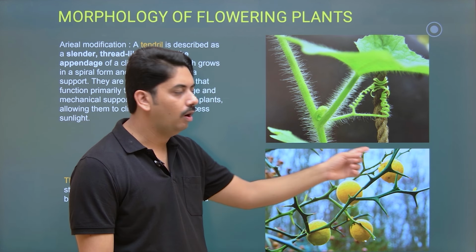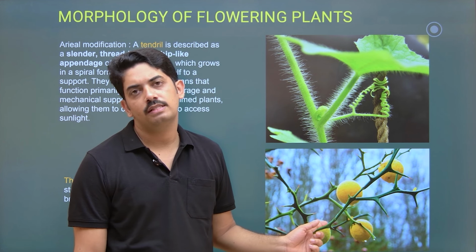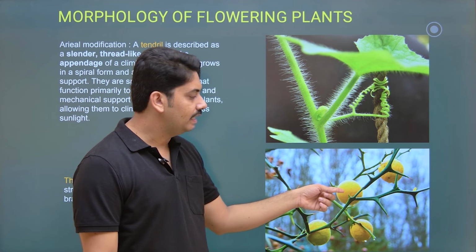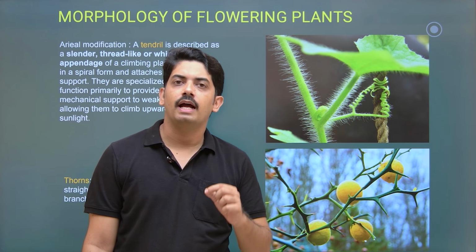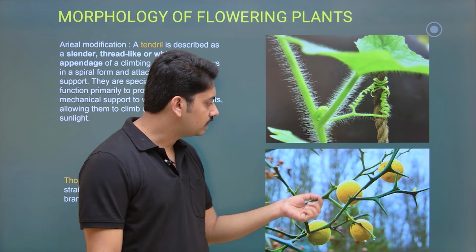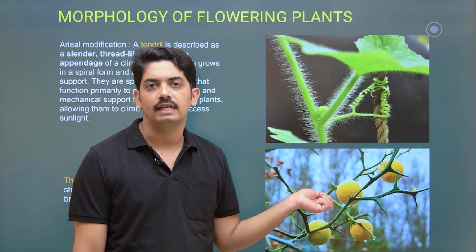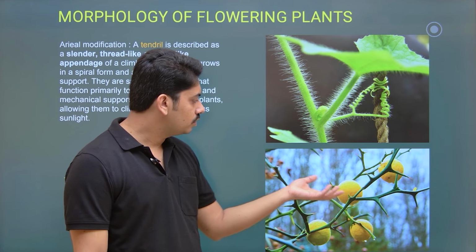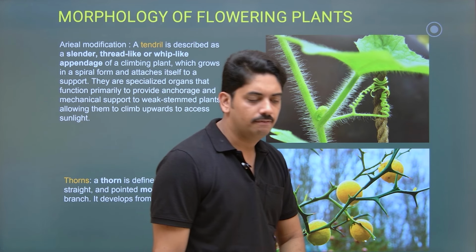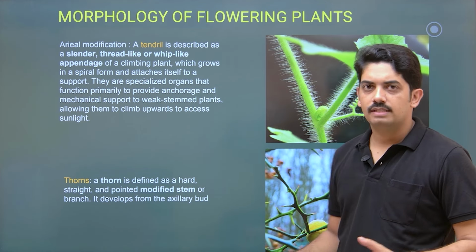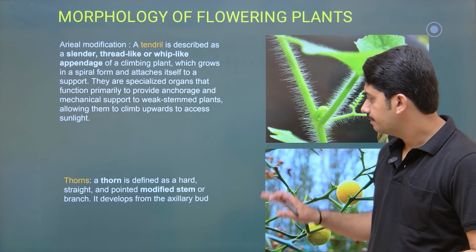And this is thorn, very commonly observed in citrus plants. Axillary buds, they are very hard and sharp. So this modification is mainly to avoid the herbivores grazing on these plants. So this is how they protect their fleshy stem part, or you can say a tender stem part.